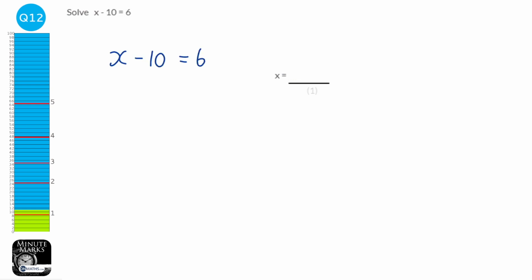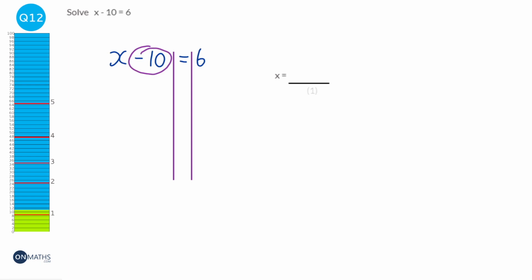When we're told to solve, it means we need to find out what x is, and there's a nice little strategy to be able to do that. The first thing we do is just draw lines left and right of the equal sign. And we look at the left-hand side and work out what is stopping x from being on its own. Well, this minus 10 here is stopping x from being on its own. So we need to get rid of that somehow, and we do that by doing the opposite of it. So what is the opposite of take away 10? Well, that's going to be plus 10.